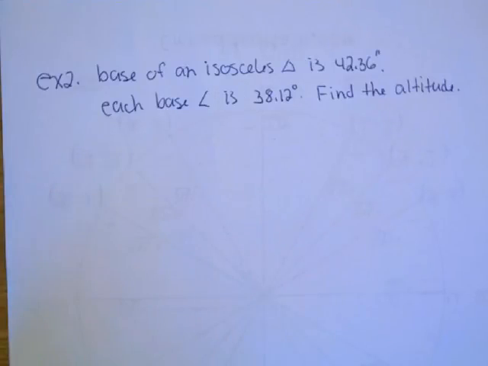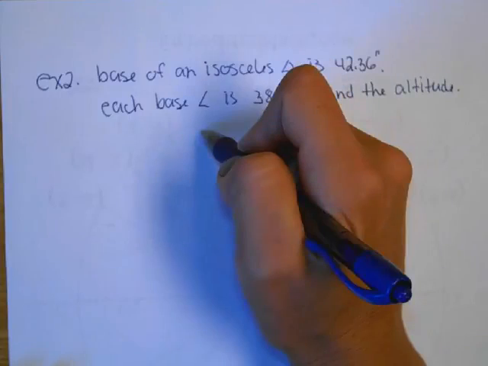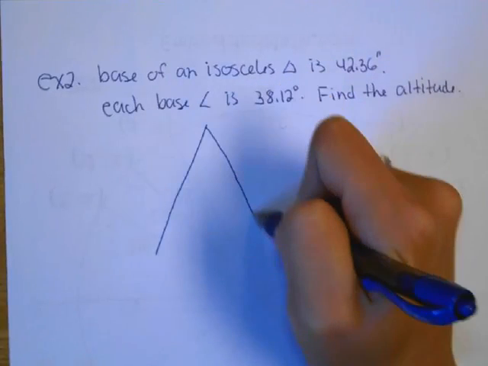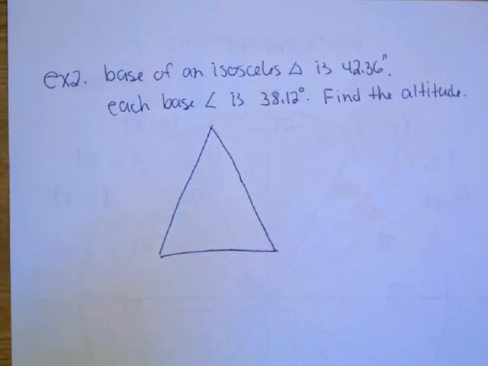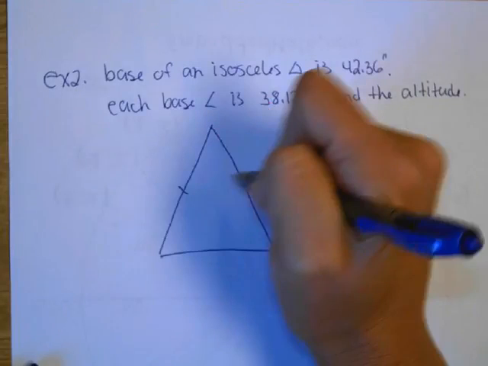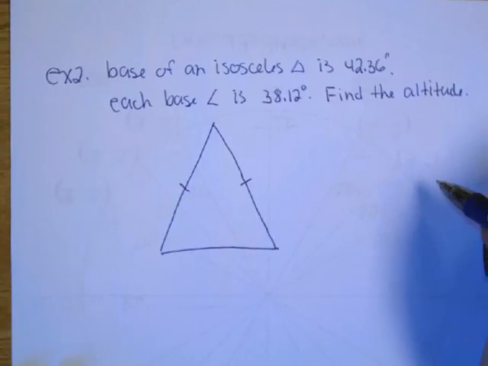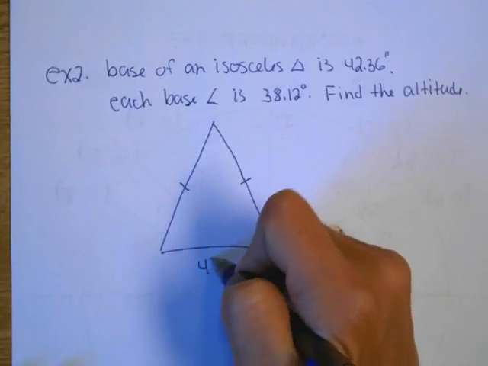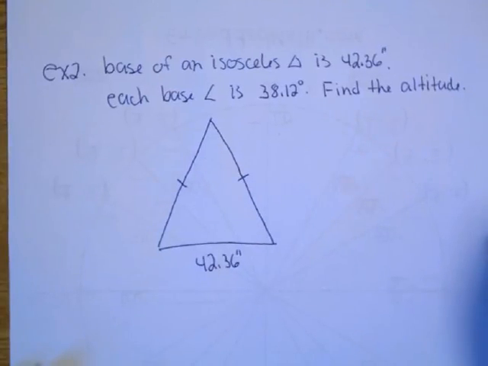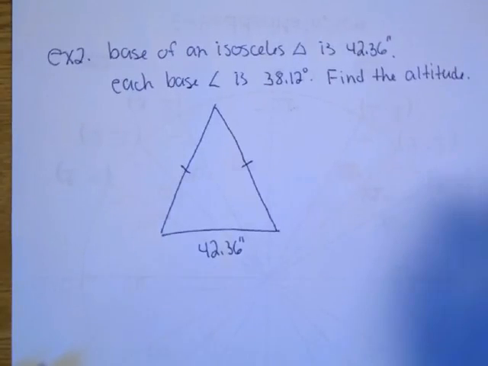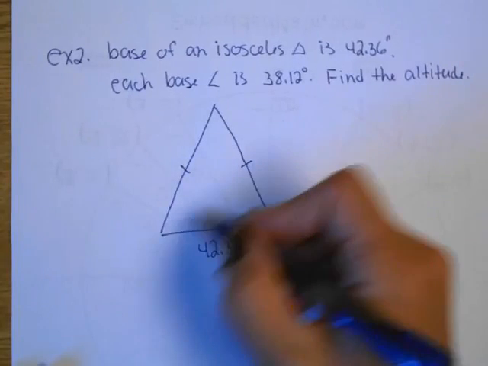First of all, isosceles triangle. We did review this earlier in chapter 1. What's an isosceles triangle? Two congruent sides. And our SOHCAHTOA stuff is only going to work with right triangles, so we'll have some more work to do. What are they telling me about this isosceles triangle? The base is 42.36 inches. Where's the base? The bottom. What about that 38.12 degrees? Those are the two bottom corners, and they're the same because they're across from the same side.